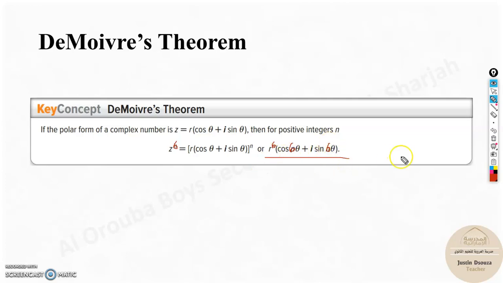So this is how we can easily solve it. If you remember this, it is very, very easy. So remember the second formula: the radius will be raised to the power n, whereas the angles will be multiplied by n.